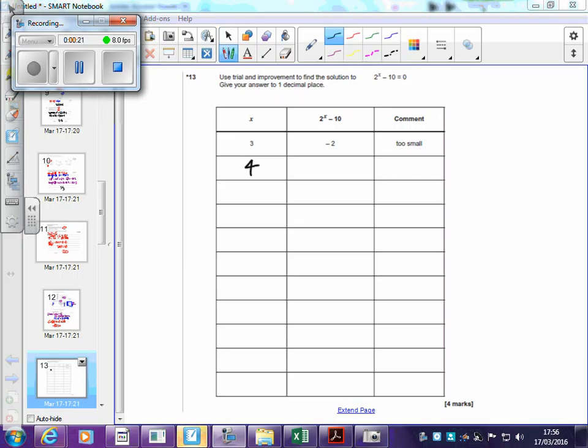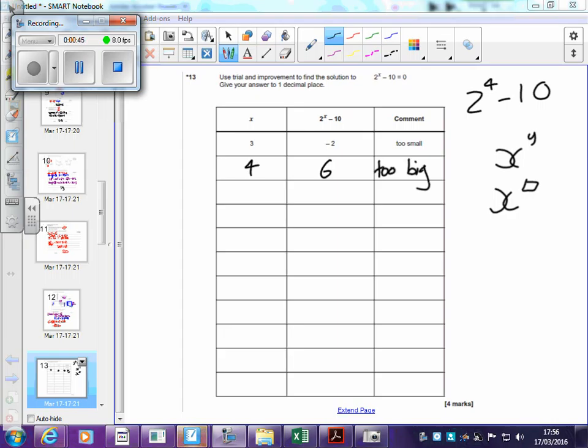So on my calculator, I need to do 2 to the power of 4 minus 10. You might have a button that looks like x^y or a button that looks like x to the box. That's what you're going to have to use in order to put the 2 to the power 4 in. So 2 to the power of 4 minus 10 equals 6. Now we don't want 6, that is too big.